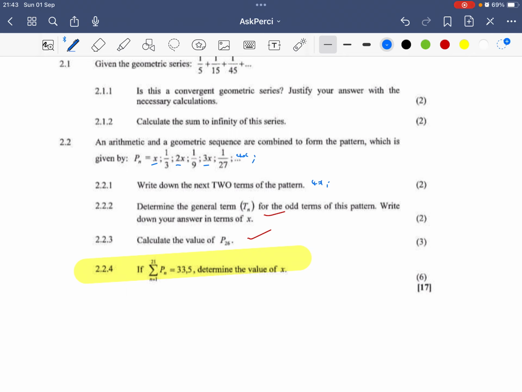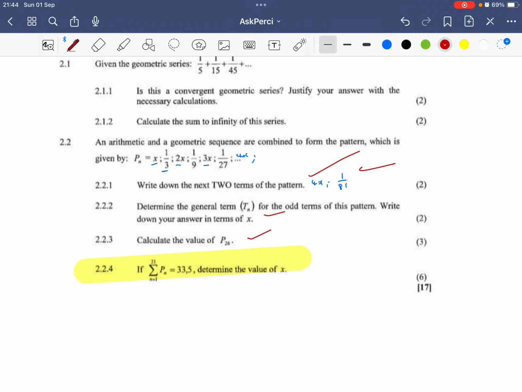And then if you look at this pattern here, this is 1 over 3, this is 1 over 9, this is 1 over 27. Essentially, this is 1 over 3, this is 1 over 3 power 2, that's 9. This is 1 over 3 power 3, that's 27. So therefore the next term is 1 over 3 power 4. So 3 power 4, that is 81. So the next term is 1 over 81. Okay, and then you get your 2 marks. Boom, boom. Right. So let's go to 2.2.